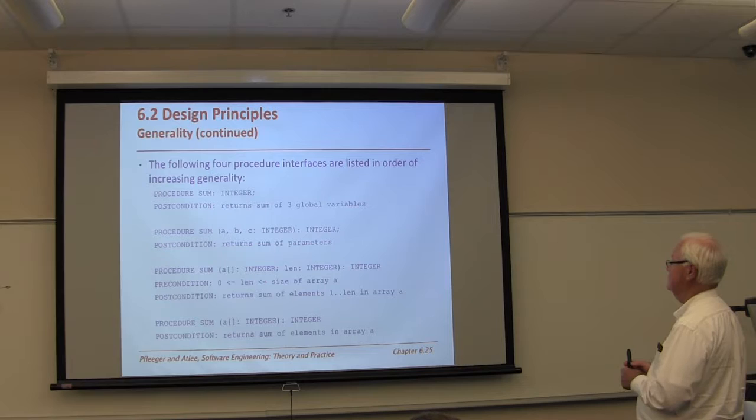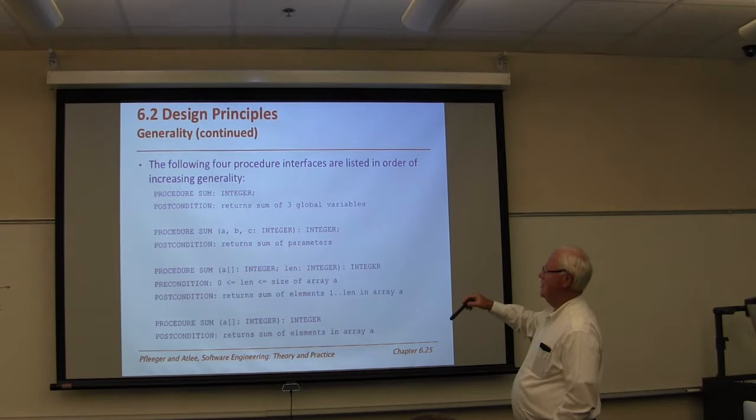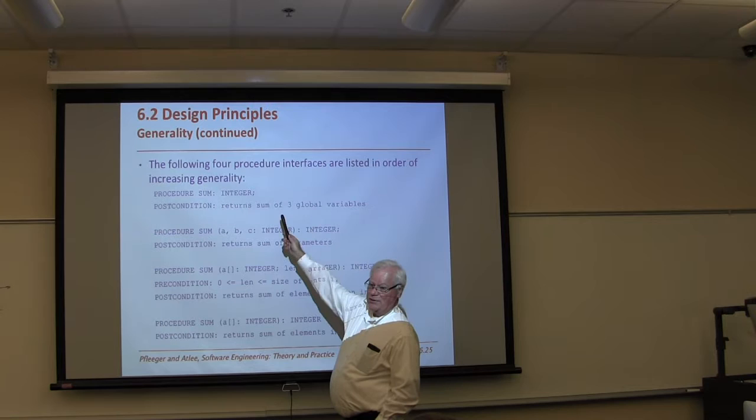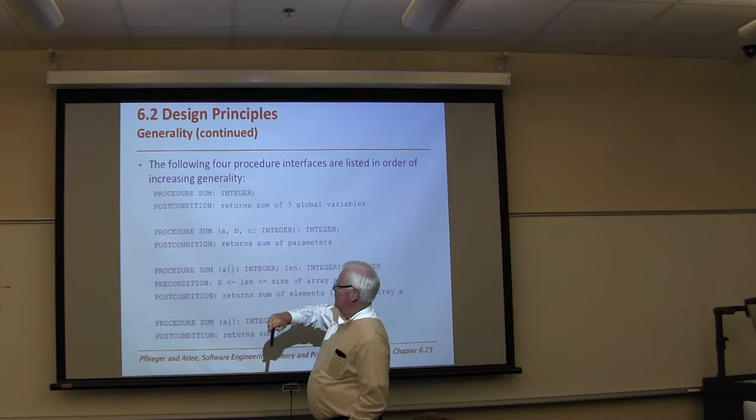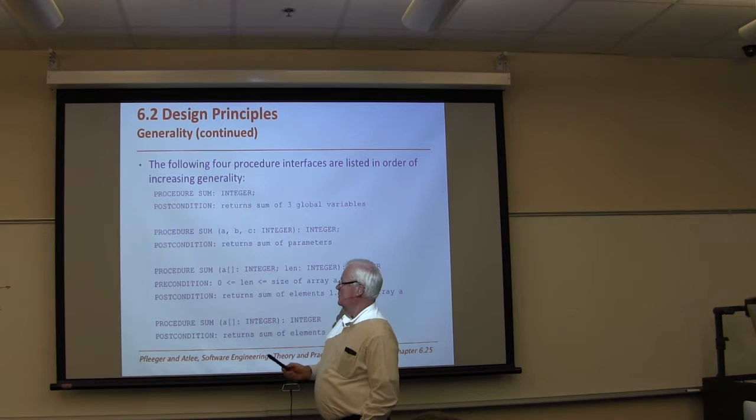All right, so this is talking about taking a procedure and writing it in order of increasing generality. In the first one, we have a procedure called sum. It's integer. Its postcondition is it returns a sum of three global variables. So it's going to add up three numbers and give us the sum, right? In the second one, we have procedure sum A, B, and C. They're integer. And they return the sums of the parameters A, B, and C.